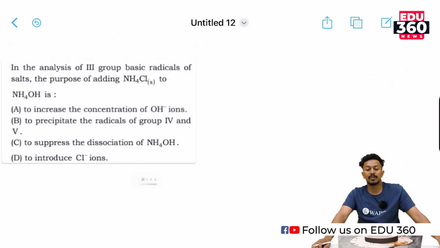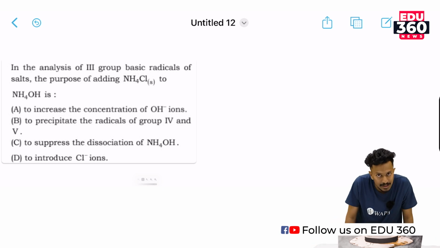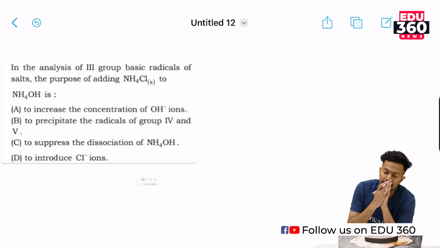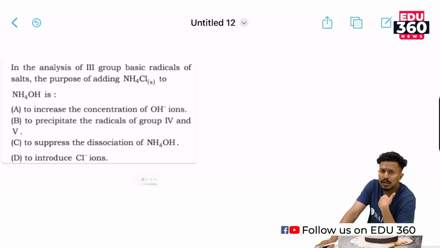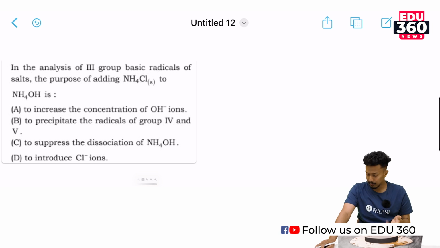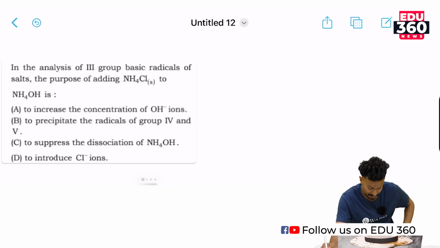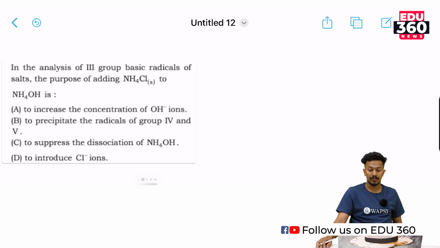In the analysis of group 3 basic radicals of salts, what is the purpose of adding ammonium chloride to NH4OH? We have discussed this, we have done lab exams and all, and in the salt analysis method we are using ammonium chloride salt to determine the group 3 basic radicals. What is the use of this? We have to find out whether it is to increase the concentration of OH minus ions, to precipitate the radicals of group 4 and 5, to suppress the dissociation of NH4OH, or to introduce chloride ions. What would be the main reason for this?